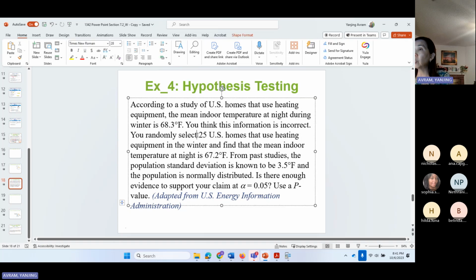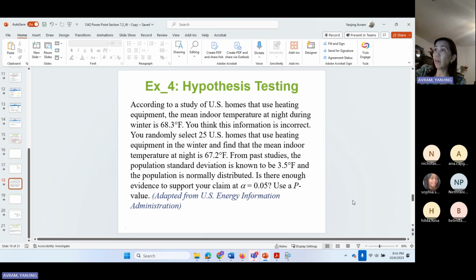So you randomly select 25 U.S. homes that use heating equipment in the winter and find out the mean indoor temperature at night actually is 67.2 degrees Fahrenheit. From the past study, you know the population standard deviation, sigma, is 3.5 degrees Fahrenheit, and the population is normally distributed. So is this enough evidence to support a claim at alpha equal to 0.05 level? And then use the p-value.